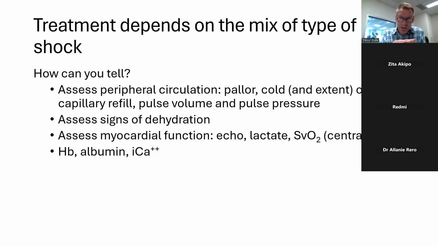But if you've got a child, let's say you don't have those things, if you've got a child who's got cold peripheries and very poor volume pulse, low blood pressure, and weak pulses, then assume that they've got a poor myocardial function. Also check their hemoglobin, sometimes their albumin, etc. as well.